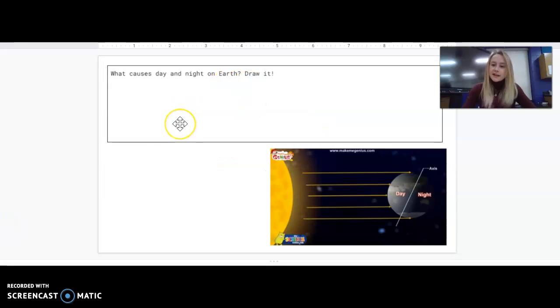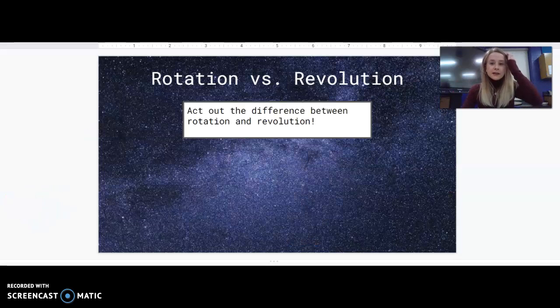Okay, and then what causes day and night? I want you to draw this. Half of the Earth is always illuminated, and the half that's illuminated is in day. As Earth spins, where you are on the globe will spin to the dark side, spin to the light side. That's what causes day and night. So go ahead and draw that.